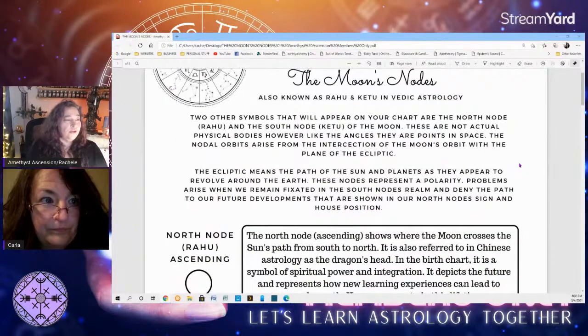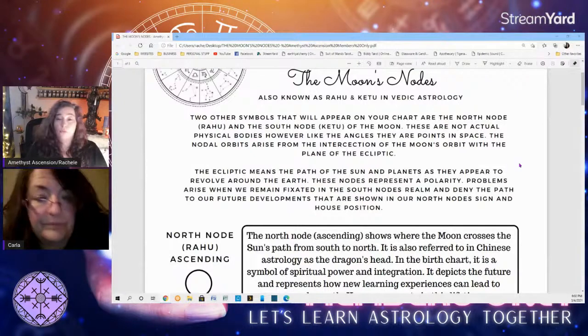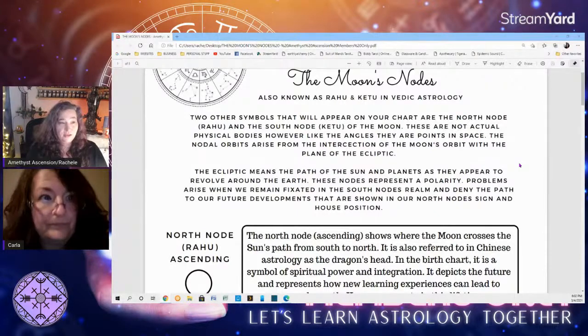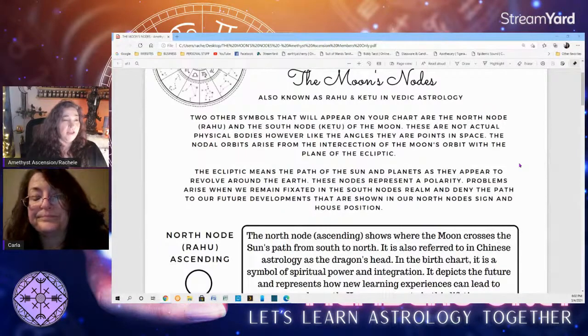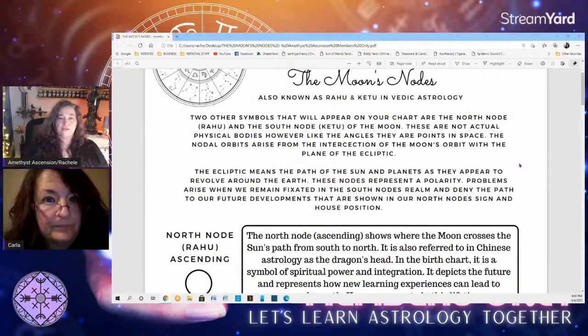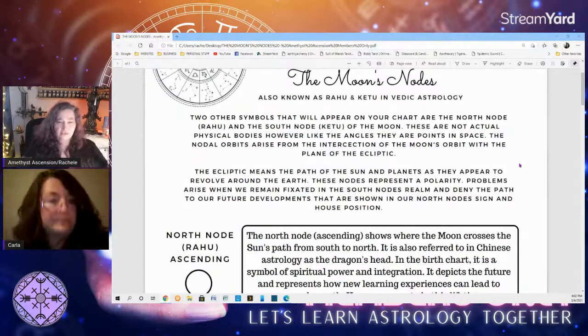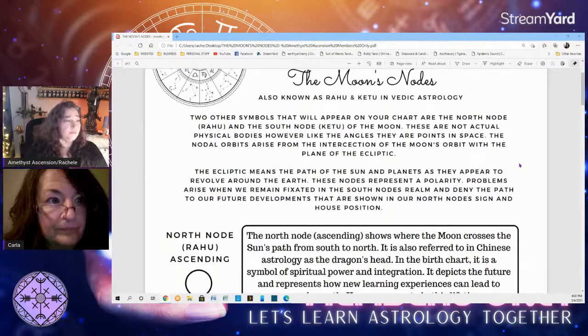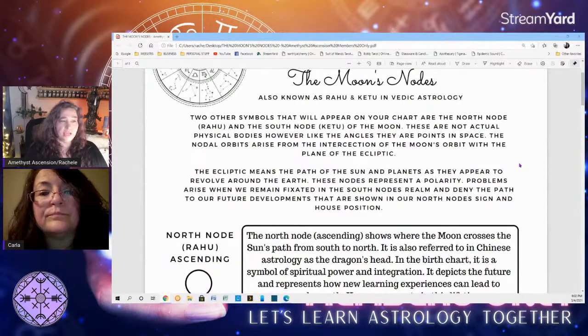So there are 2 other symbols that will appear on the chart, and they are your North Node and your South Node. These are not actual physical bodies. They are like the angles that you would see in astrology, like squares and sextiles and stuff like that. They're like points in space. The nodal orbits arise from the intersection of the moon's orbit with the plane of the ecliptic.